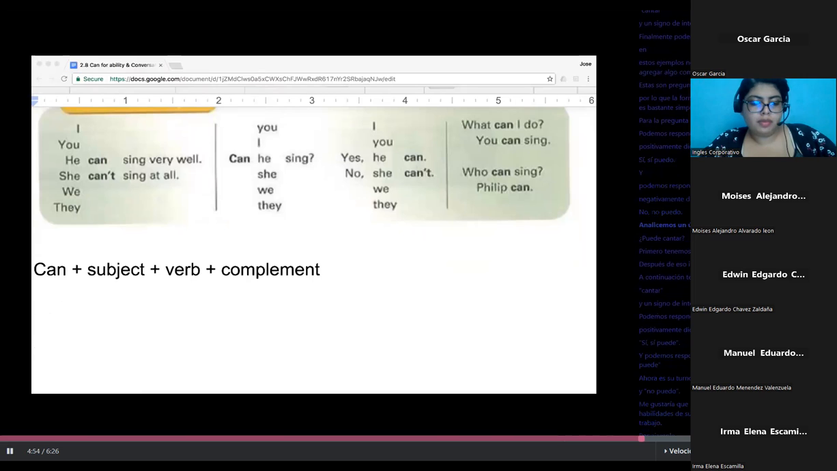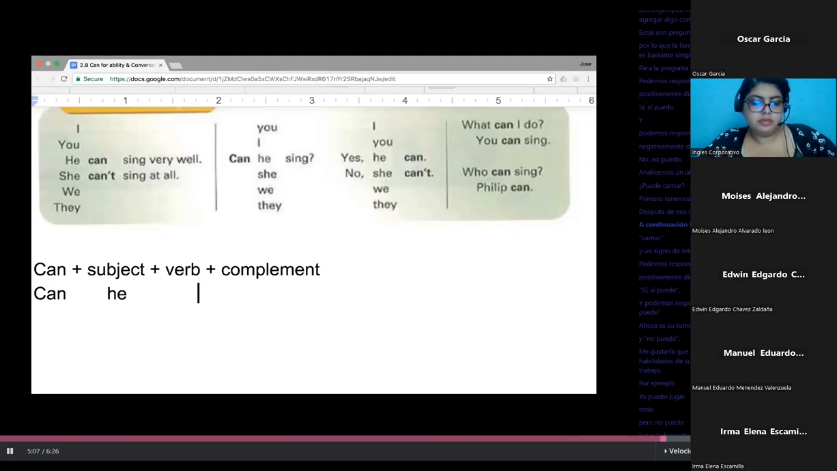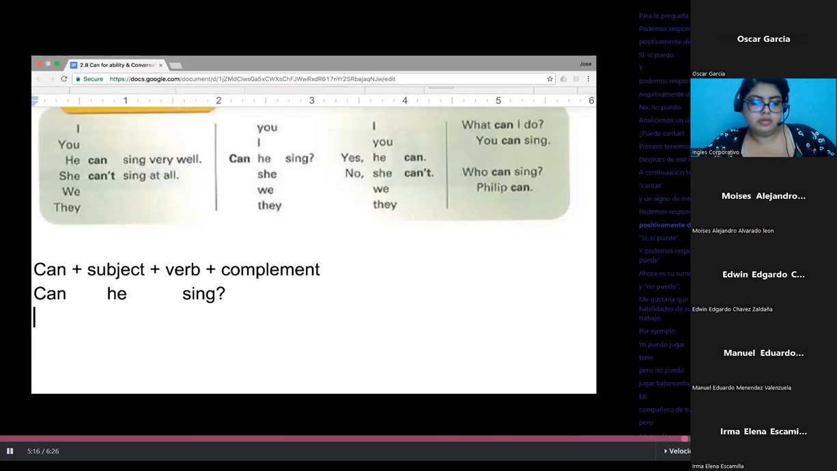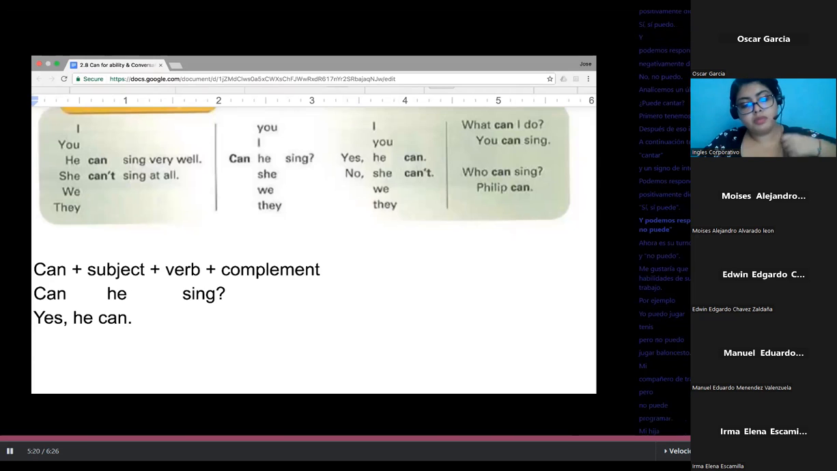Let's analyze one last example. Can he sing? First, we need the auxiliary verb can. After that, we include the subject he. Next, we have the verb sing and a question mark at the end. We can answer positively by saying, yes, he can. And we can answer negatively by saying, no, he can't.